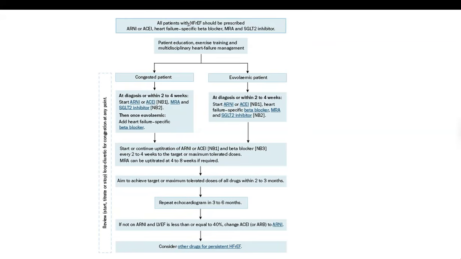All patients with heart failure with reduced ejection fraction, that means systolic heart failure. So every patient who has systolic heart failure, these medications can be started all together. These four medications: ACE inhibitor or ARB, a heart failure specific beta blocker like metoprolol, MRA, which is spironolactone or eplerenone, and SGLT2 inhibitor like dapagliflozin or empagliflozin. These are the four medications that we need to start in every patient.